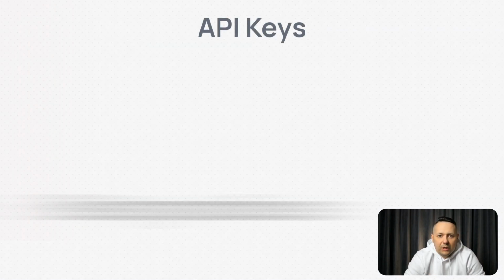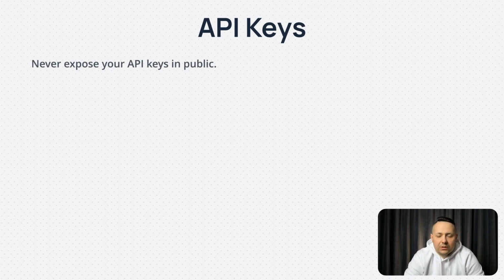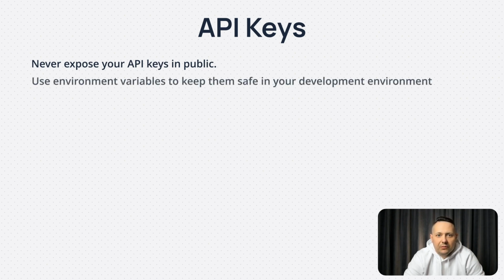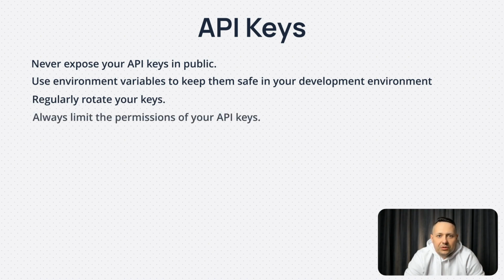Best practices for API key security. Now, it's crucial to talk about security. First and foremost, never expose your API keys in public repositories or embedded in your client-side code. Treat them like your most guarded secret. Use environment variables to keep them safe in your development environment. Always rotate your keys to minimize risks if they get exposed. And always limit the permissions of your API keys to only what's necessary for the task at hand.